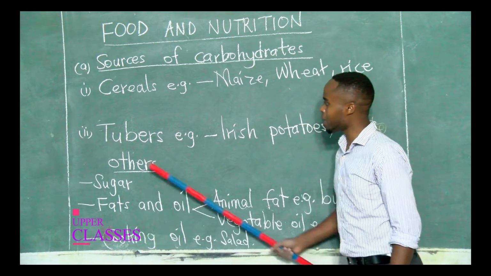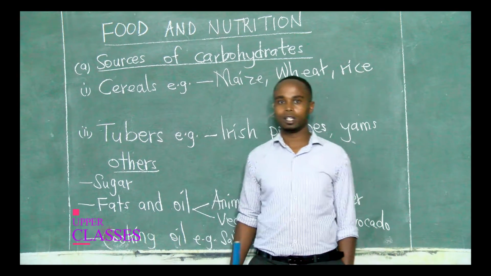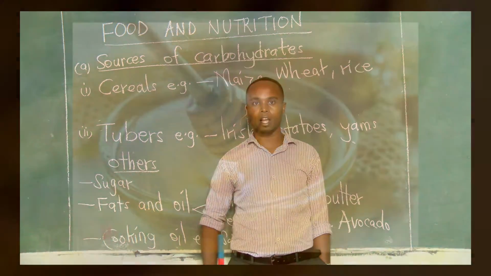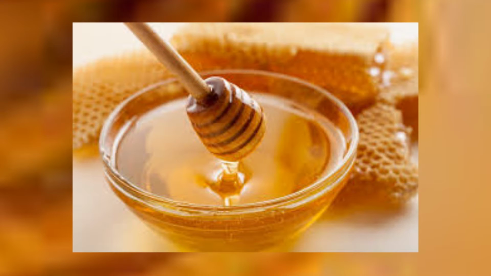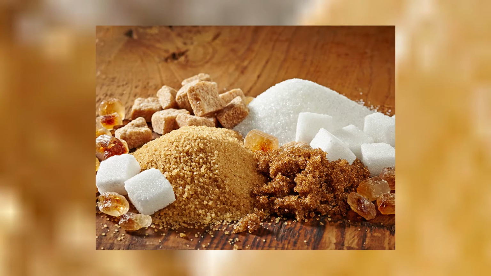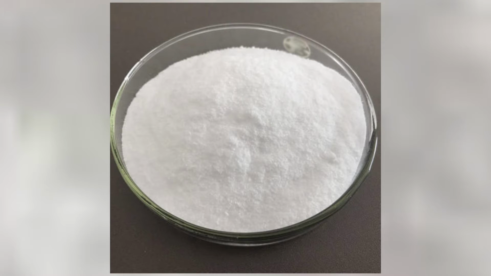So from there we have some other sources of carbohydrates. Mostly these sugary things, things like honey. When you take honey, you get carbohydrates. Sugar itself, sugar cane. Sugar cane is another source of carbohydrate. All those sugary things. We have glucose.